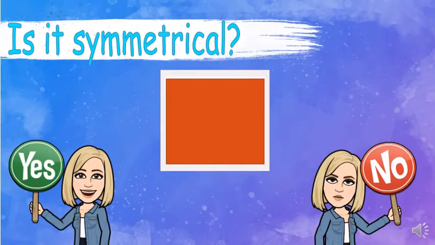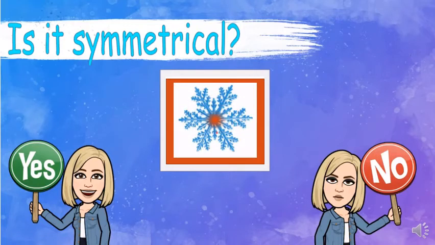Now, let's play a small game together. Is it symmetrical? Let's check many things in this small box, and you have to tell me if it is symmetrical or not. Look at this snowflake. Is it symmetrical? Yes, it is symmetrical because if you put a line in the middle, we can see the same things on both sides.